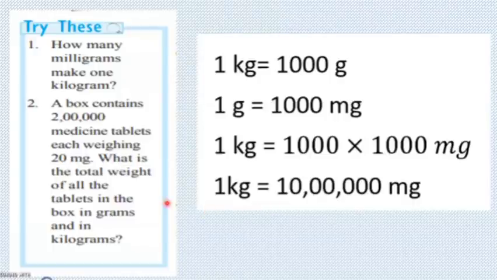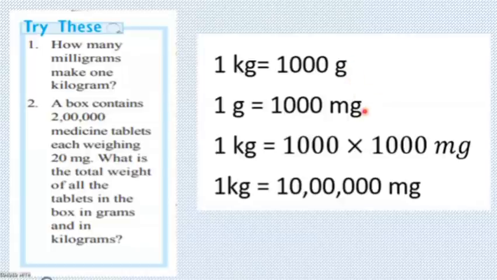Now let's see the questions. This is a try this question from your textbook. How many milligrams make 1 kilogram? Now you know that 1 kilogram is equal to 1000 gram and 1 gram is equal to 1000 milligram.